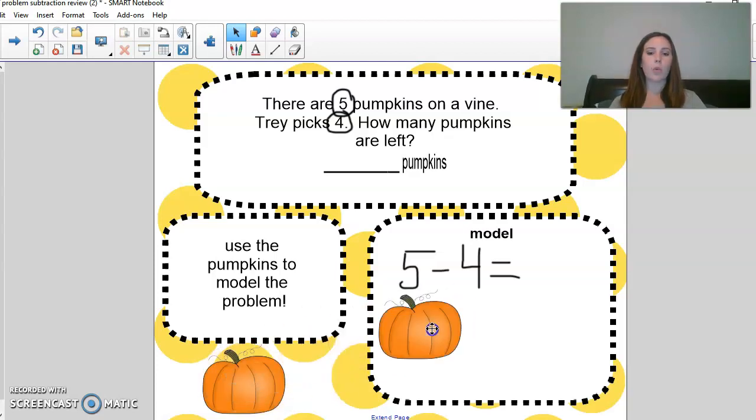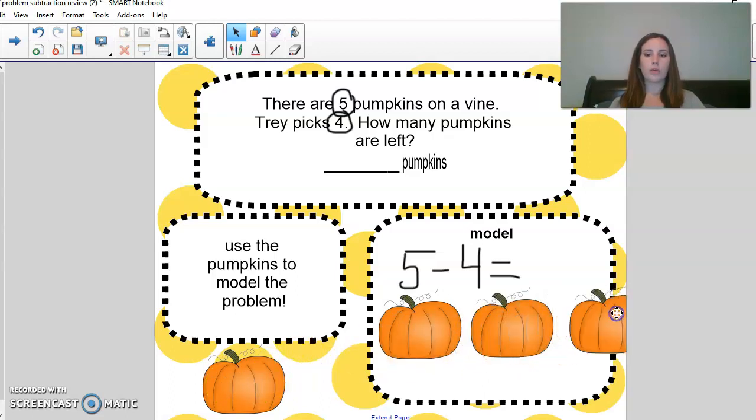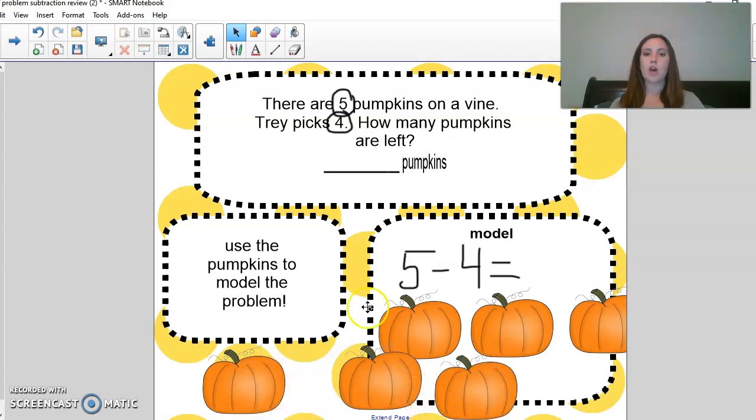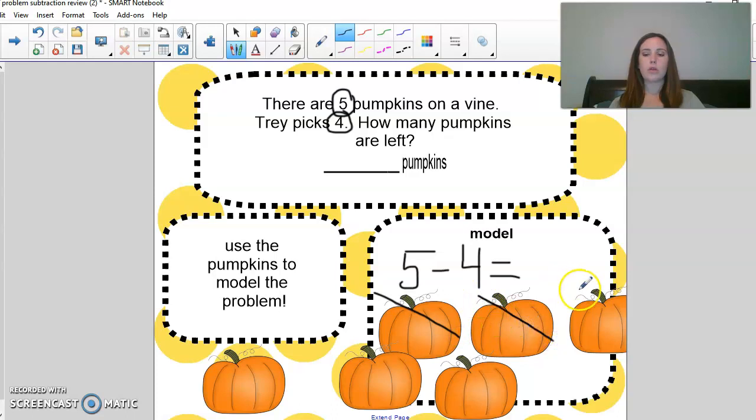So count with me. 1, 2, 3, 4, 5. All right, now I'm going to take away how many? I made 5, so now I'm going to take away 4. So I'm going to make a mark through them. 1, 2, 3, 4. How many pumpkins do I have left that do not have a mark on them? Good, I have 1 pumpkin left. Let's try another one.